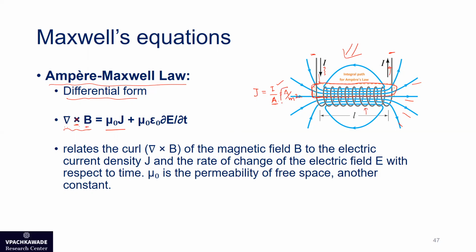So it is like ampere per meter square. That is the unit of current density, and that equals the first component, and the second component is mu naught times epsilon naught multiplied by the rate of change of electric field. Okay, so this equation relates the curl, del cross B, of the magnetic field to the current density J and the rate of change of electric field E with respect to time. And mu naught is the permeability of free space, and epsilon naught is the permittivity of free space. So that's all to understand this equation.